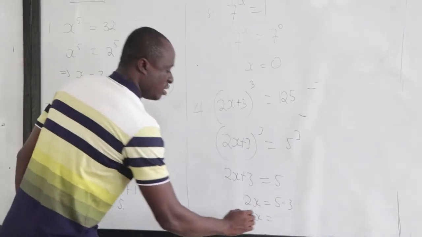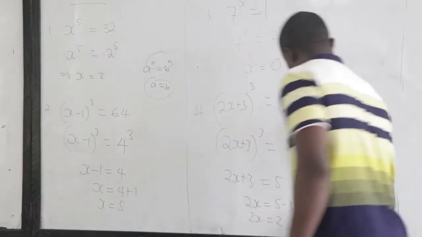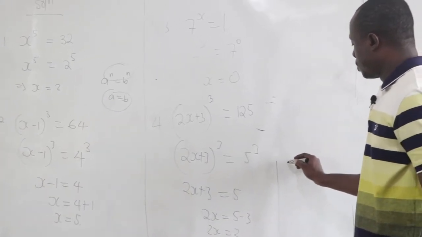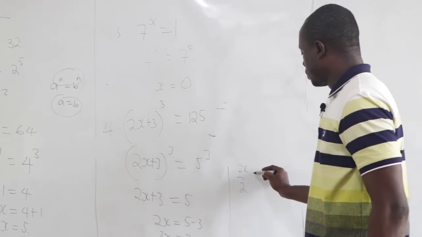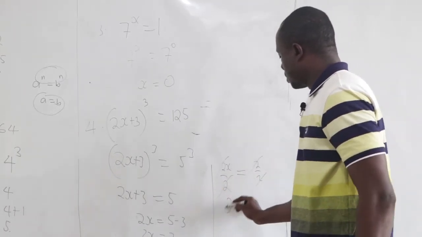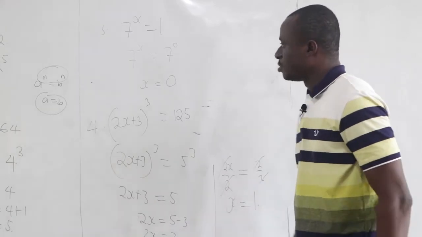2x, 5 minus 3 is giving us 2. And clearly, here we can find x by dividing both sides by 2. So 2x all over 2 equal to 2 over 2. This will cancel, this will cancel that. So you have x equal to 1.